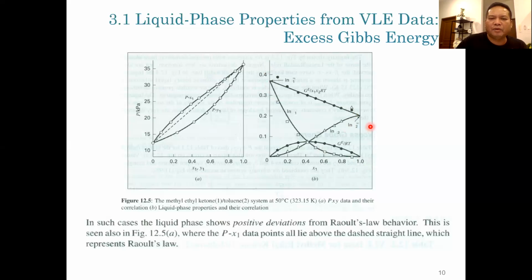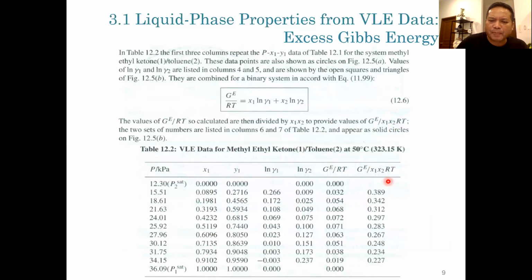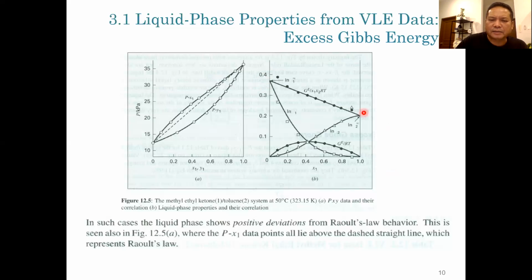So we have difficulty determining the coefficients here for calculation. But somehow we can figure it out by using this equation here. We divide G^E over x1 x2 RT, then we will get this line here. And if we extend this line, it will intersect the axis when x1 equals 0 and when x1 equals 1.